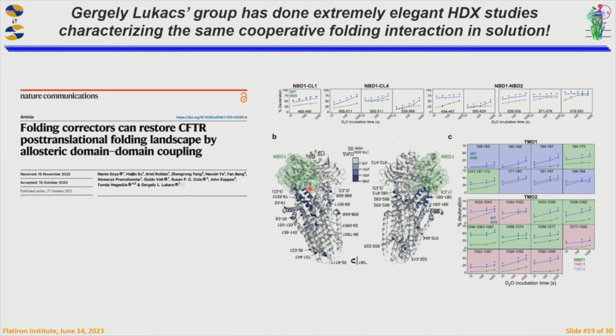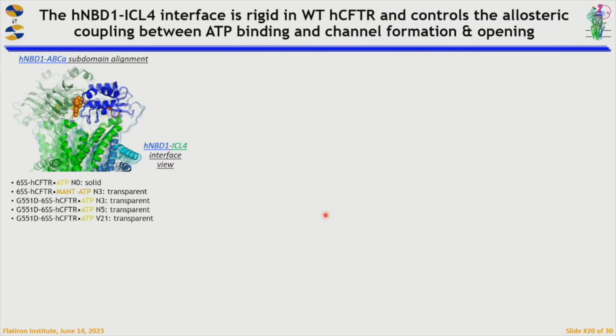And I won't go through the details here. This is Gergely's paper that just came out. This is beautiful work in which he used HDX, hydrogen deuterium exchange in solution, and showed exactly the same thing using mutants and correctors. He showed that this ICL4 is dynamically destabilized by the F508del mutation and other things that prevent biogenesis.